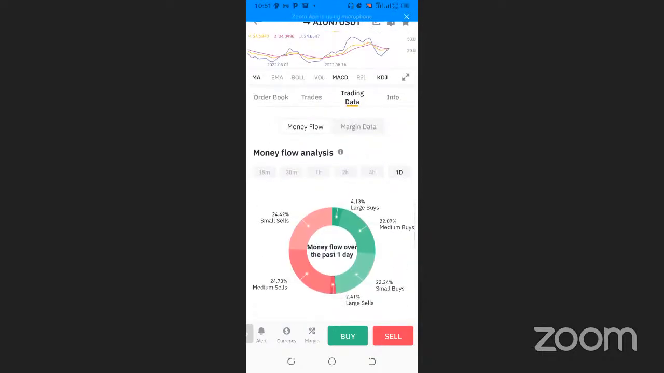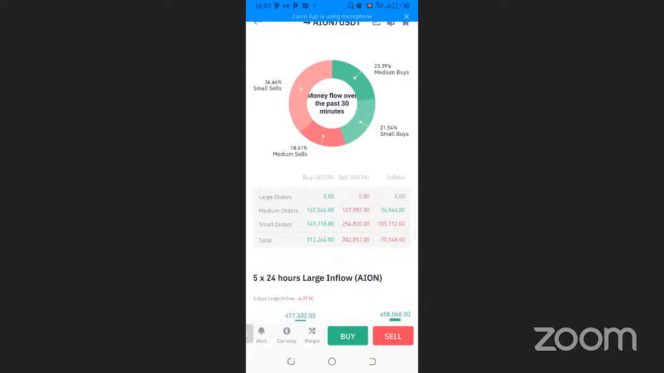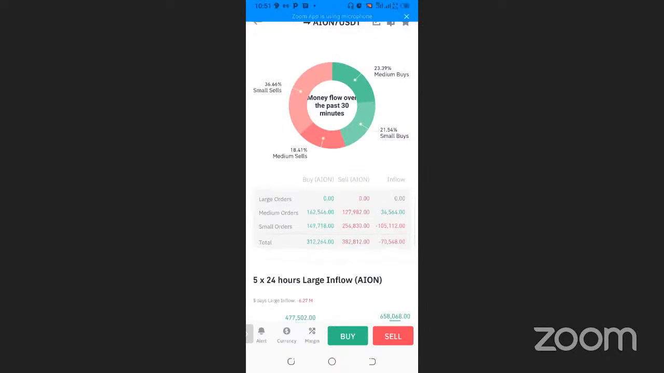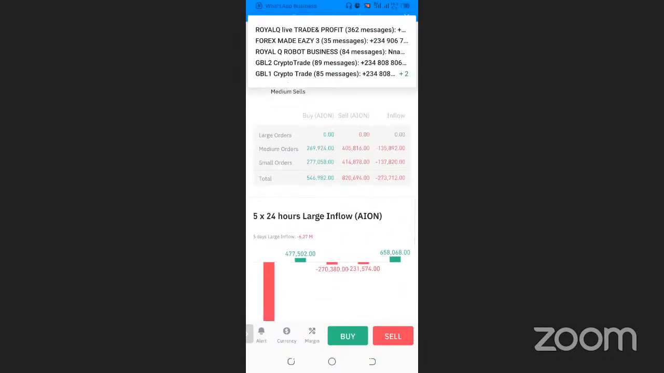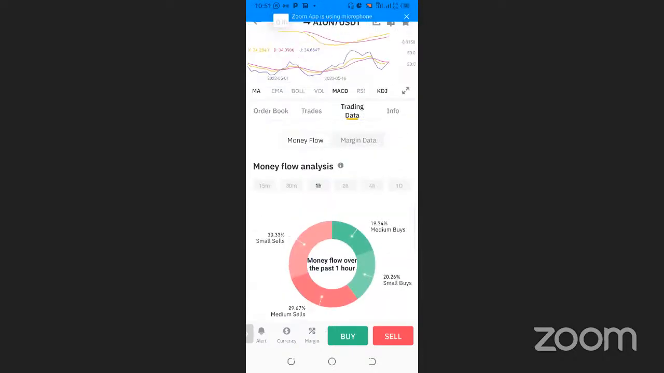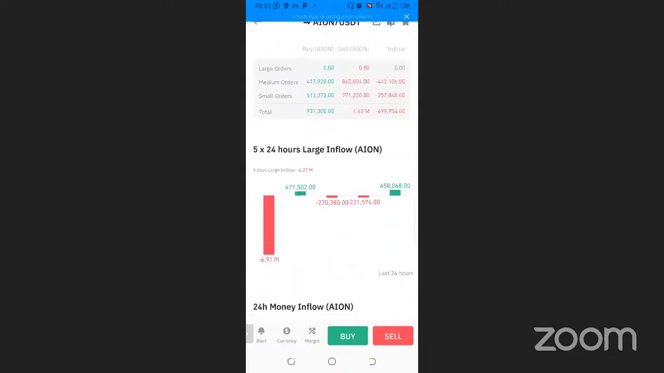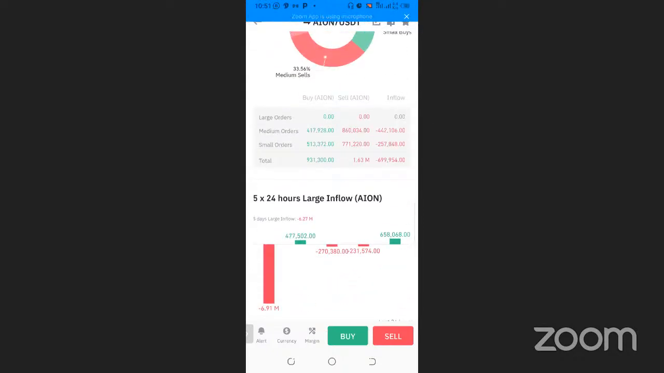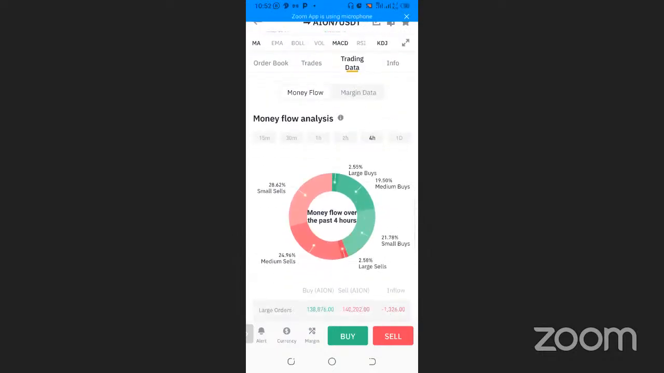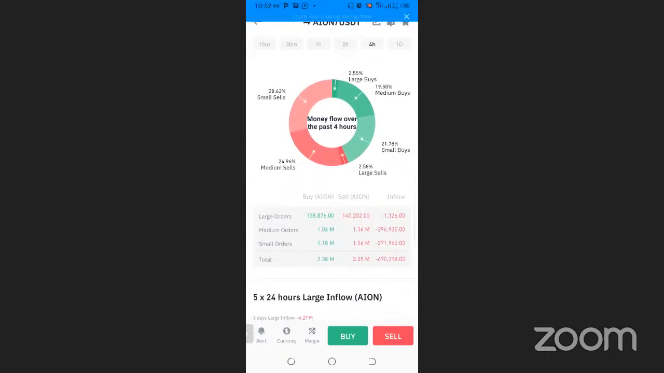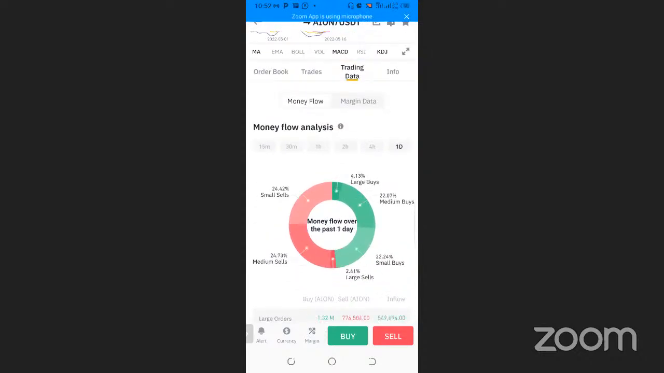Let me see the result in 30 minutes. In the next 1 hour, let me see. In the next 2 hours. Very big down in the next 4 hours. What can be our possibility in the market in the next 1 day?